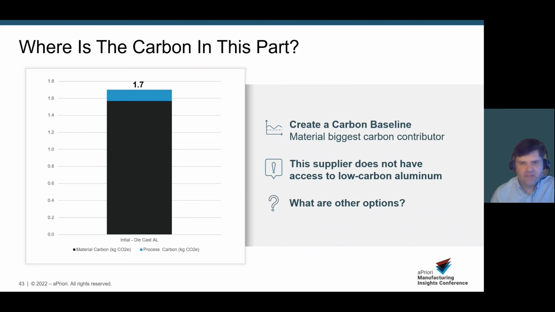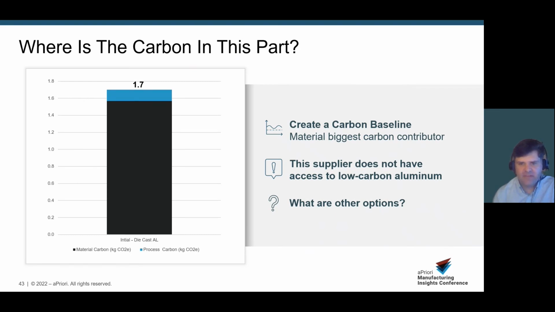So first, let's do the analysis and say, okay, where is the carbon in this product? And it looks like the majority of the carbon in this product is in the material. So that's something I really want to look at reducing as part of my initiative. That'll probably be the easiest place to save some carbon. So that's creating that first carbon baseline.